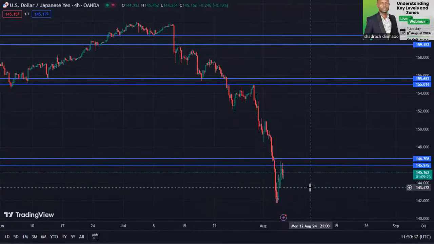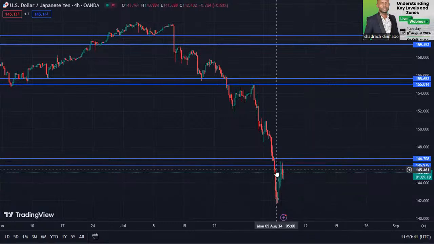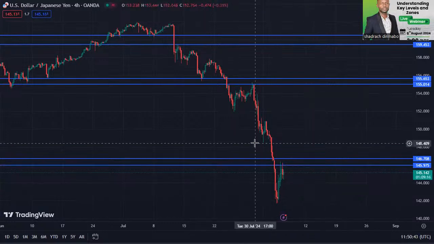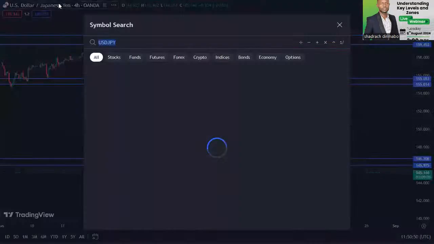All right. So those are levels. Plotting your key levels. Okay. Now let's just watch. Let's go to a different currency pair and then try to still demonstrate this again.